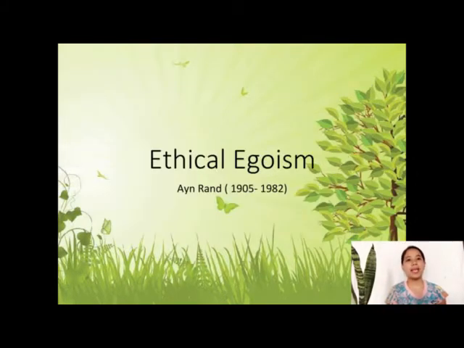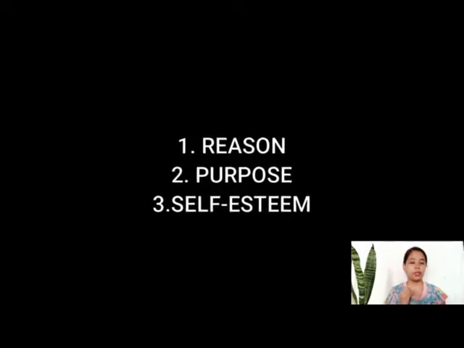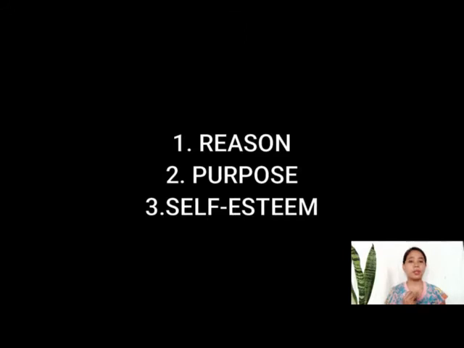Now, let's move on to my last topic, which is ethical egoism by Ayn Rand, 1905 to 1982. Rand was born in St. Petersburg, Russia on February 2, 1905. She is a novelist and philosopher. Ethical egoism solely focuses on the idea that morality is all about self-interest, that existence comes down to a single choice, to live. And in living, we have three values of life: reason, purpose, and self-esteem. Reason as a tool of knowledge, purpose as a choice of happiness, and self-esteem as worthy of living.